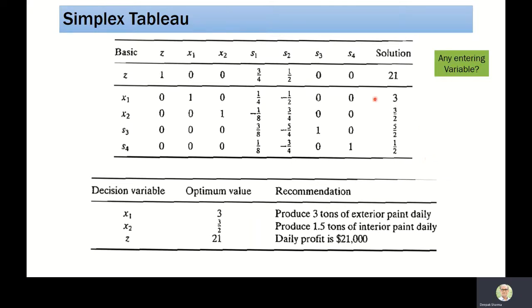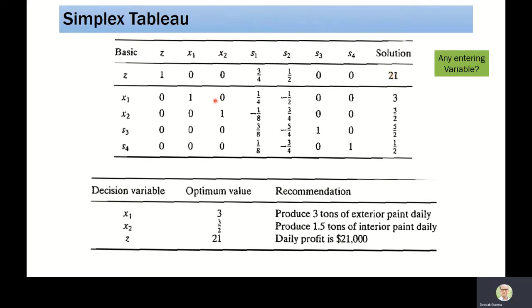Now I have to look: is there any negative coefficient? So S1 and S2 are the non-basic variables. Both of them are positive, so there is no negative coefficient, meaning that I have to stop. Since there is nothing to enter, we have to stop. Once we stop, I can see the Z value, 21. So this is going to be the optimum solution.